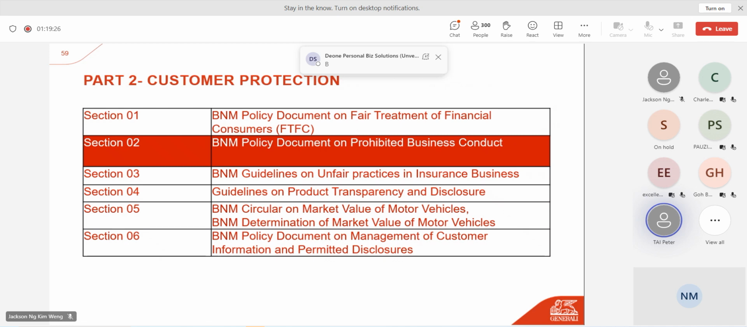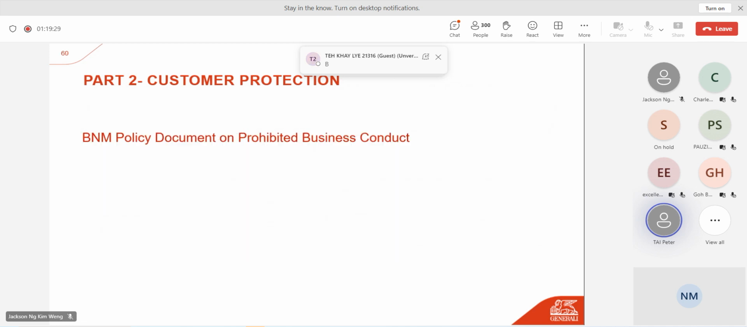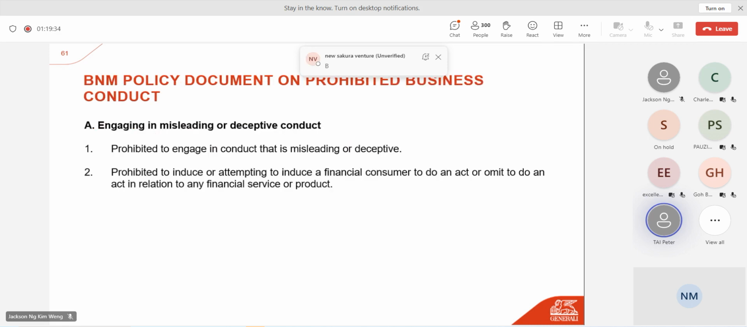Next. Now we go to section 2, prohibited business. Okay, now this is very, very real. Conduct that is misleading or deceptive. Later, I'm going to give you one example. It is prohibited to induce or attempt to induce a financial consumer to do an act or omit to do an act. This is the one I spoke about regarding not providing the material fact. For example, my case on the second-hand machine and also the case on the asthma for the people who want to go travel to Nepal or Tibet.